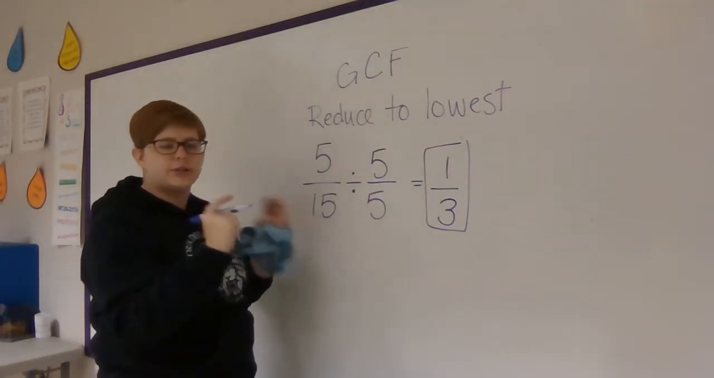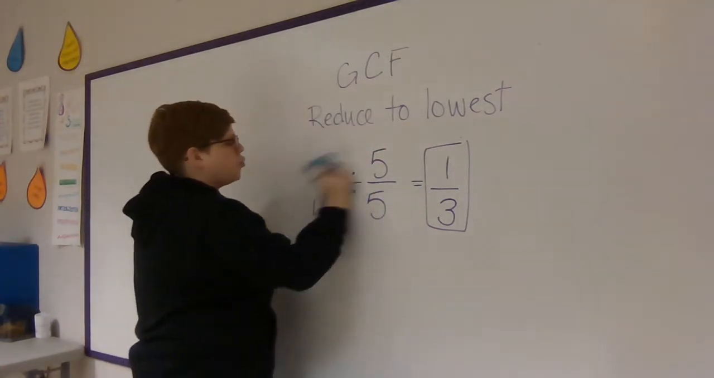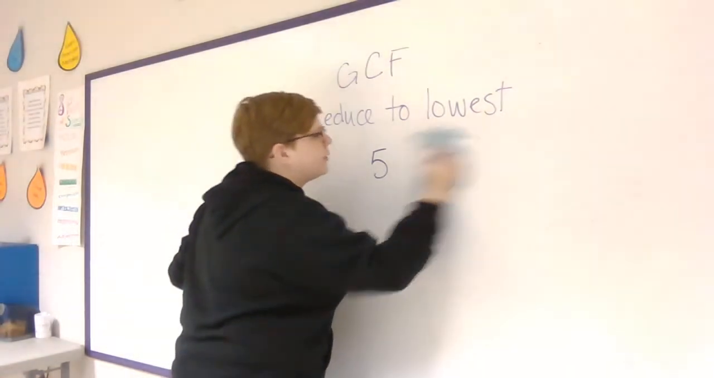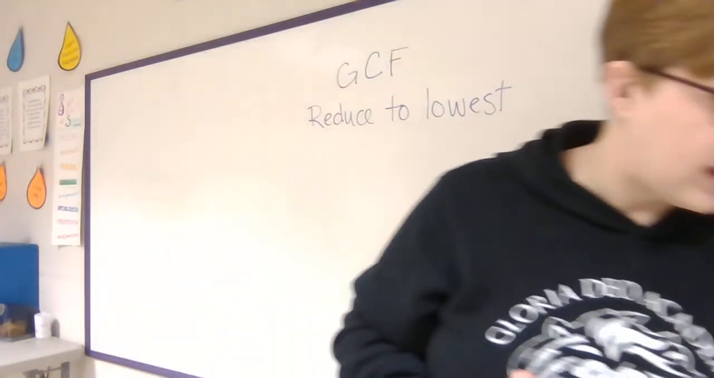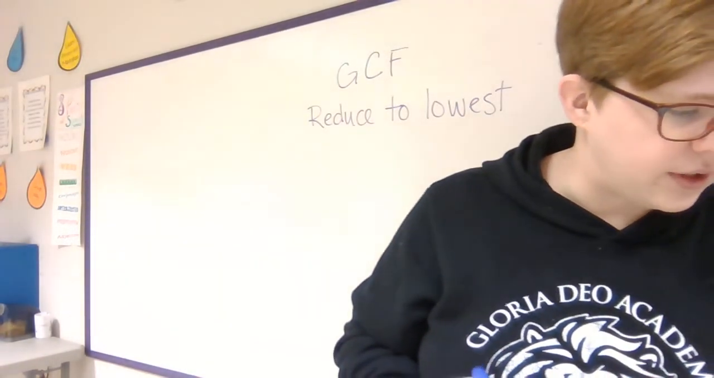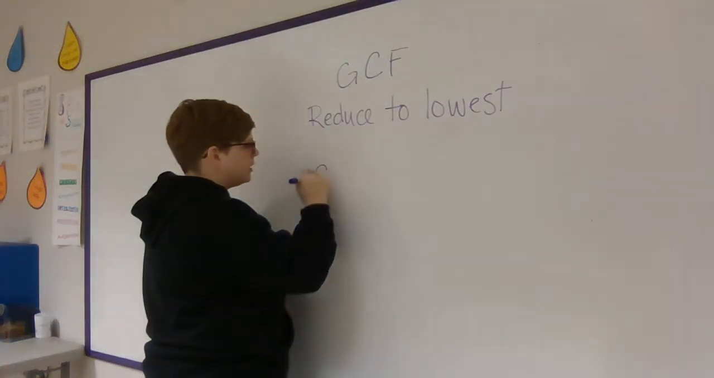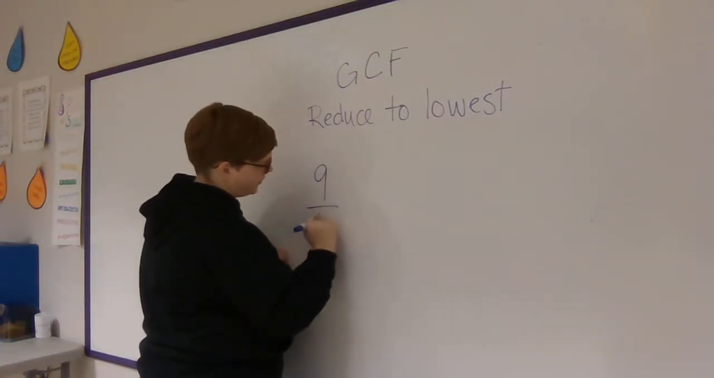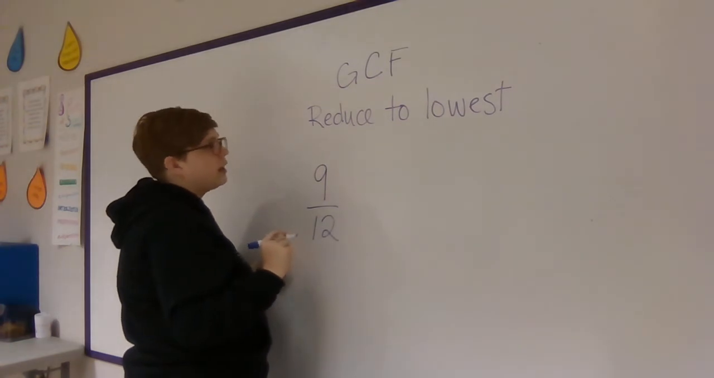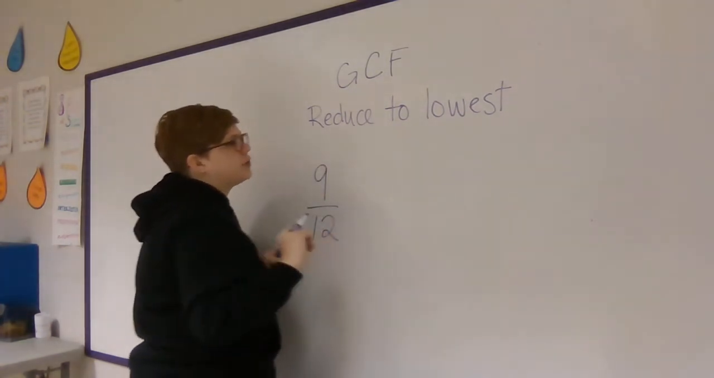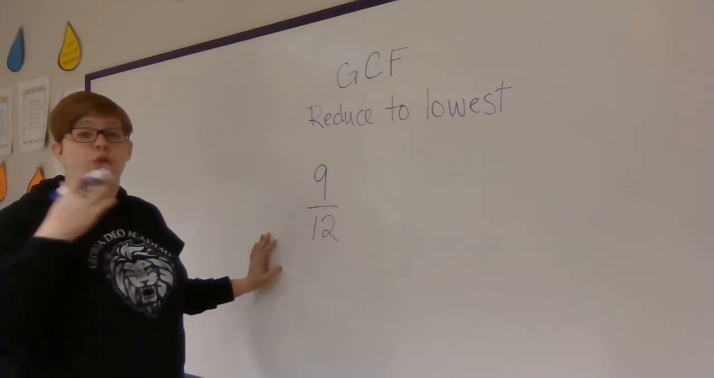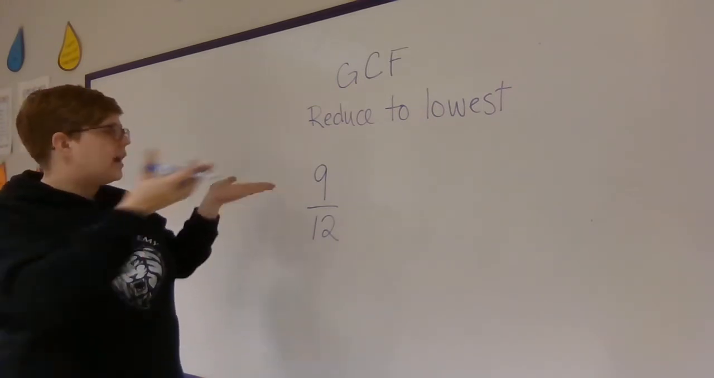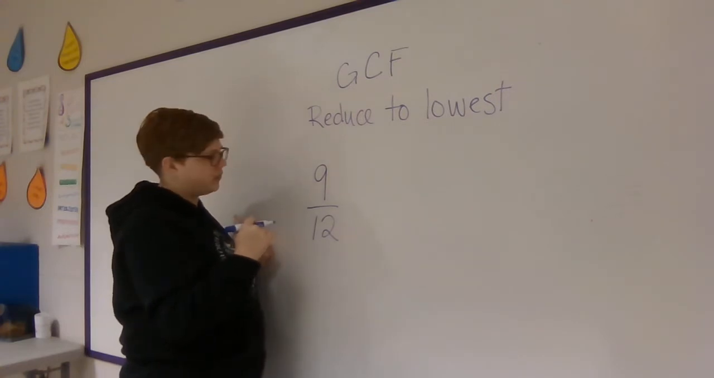It's less numbers. We're going to do one more simplifying or reducing to the lowest terms, and then we're going to move on to a new concept. All right. 9/12. In my math book, it says reduce to lowest. It doesn't give me a factor to divide by, so I have to find what I'm dividing each side by.